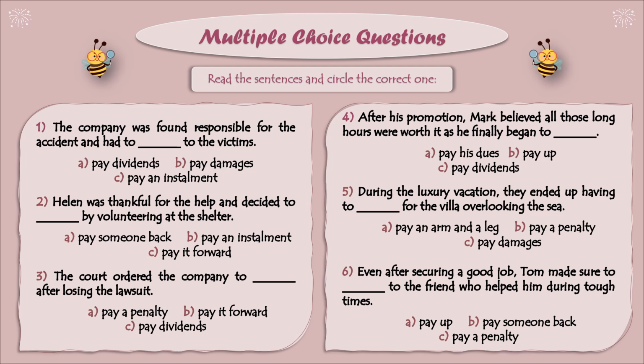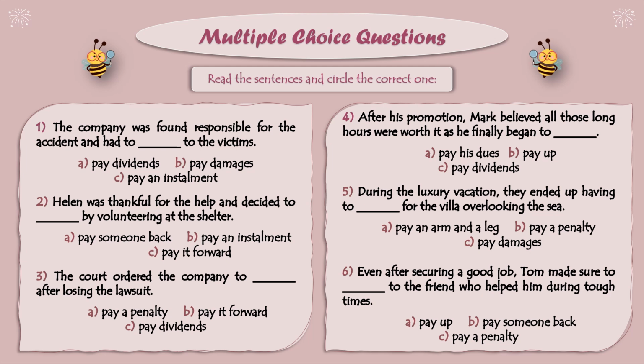2. Helen was thankful for the help and decided to blank by volunteering at the shelter. A. Pay someone back. B. Pay an installment. C. Pay it forward. 3. The court ordered the company to blank after losing the lawsuit. A. Pay a penalty. B. Pay it forward. C. Pay dividends.